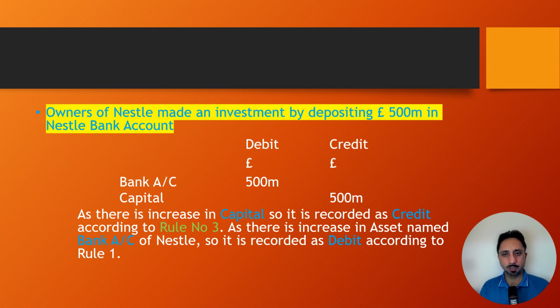Owners of Nestle made an investment by depositing 500 million in Nestle bank account. Now here, as you can see, money is going into Nestle's bank account, so there is increase in the value of asset named bank account. So bank account will be debited. Likewise, there is increase in the value of capital, and whenever there is increase in the value of capital, it has to be credited according to rule number 3. So capital account is credited by 500 million. Now you can notice that the debit side is exactly equal to the credit side.